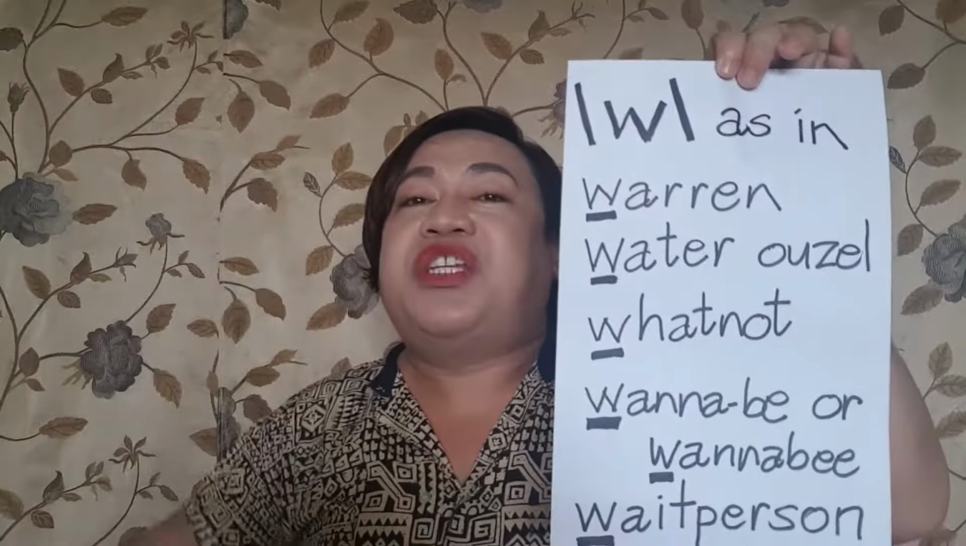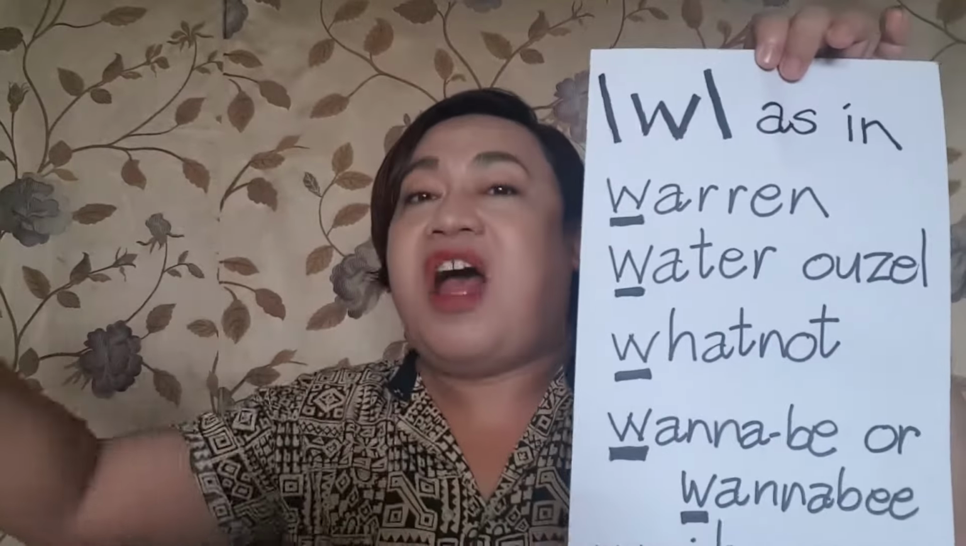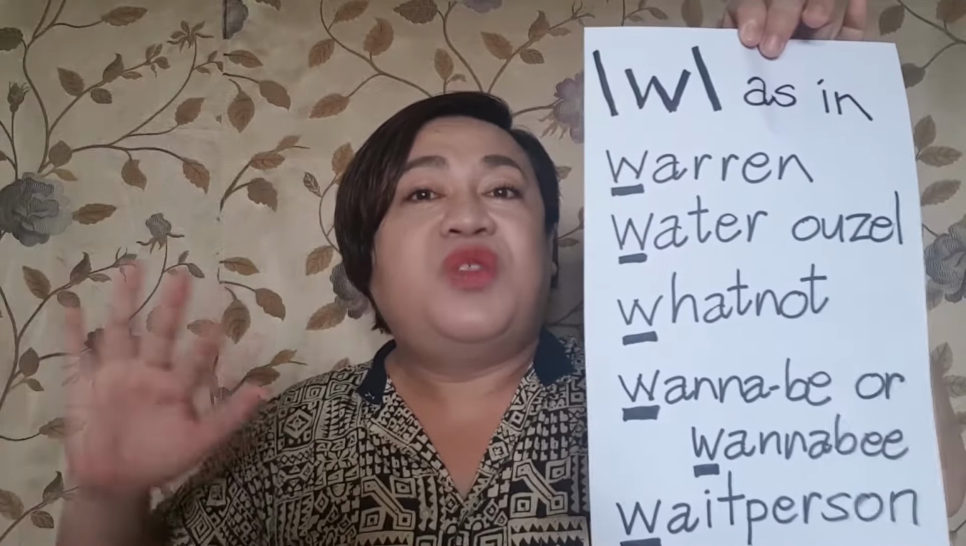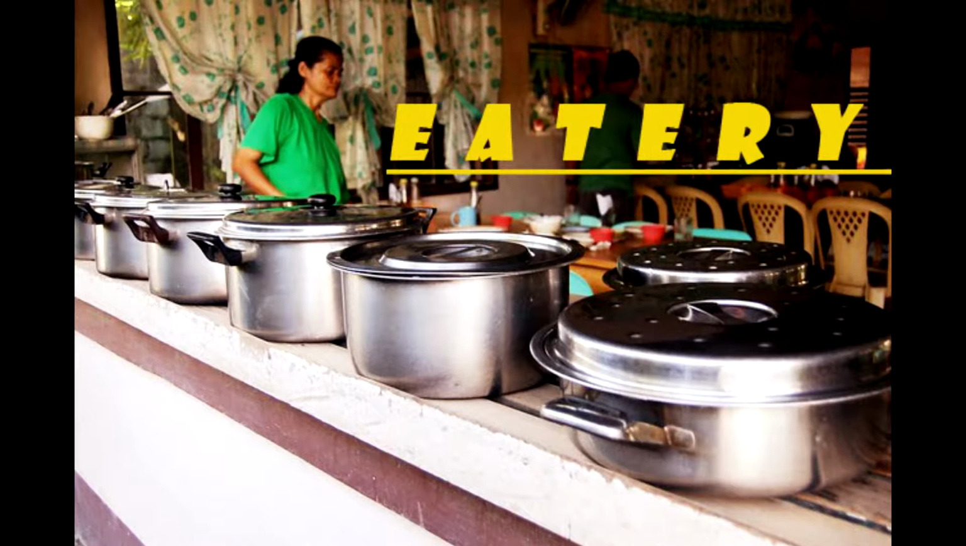The last example of a word with the sound of wa is wait person. Wait person is the non-sexist term for waiter and waitress. Very obvious that waiter is very masculine, and then waitress is a feminine term. If you want to go common, if you want to go neutral, then you can say wait person. And of course, the work of a wait person is to wait tables. Their work is waiting tables in a restaurant, not so much in an eatery. An eatery is a smaller one.